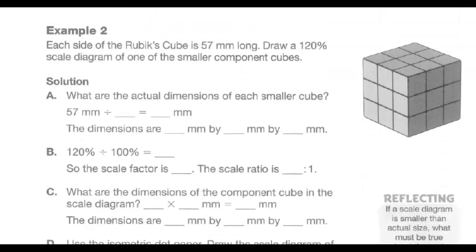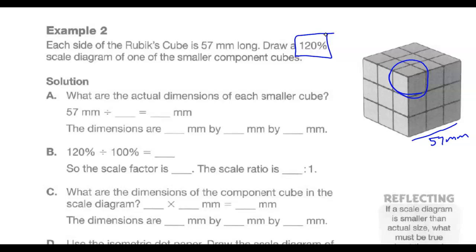Then a Rubik's Cube. Each side of the Rubik's Cube is 57 millimeters long. So this whole thing is 57, sorry, not meters, millimeters. Draw a 120% scale diagram of one of the smaller component cubes. So I don't know if you've ever taken apart a Rubik's Cube. You can actually click out the little cubes. So take out one of those cubes, okay, and then you're expanding it, making it bigger in your diagram, okay?